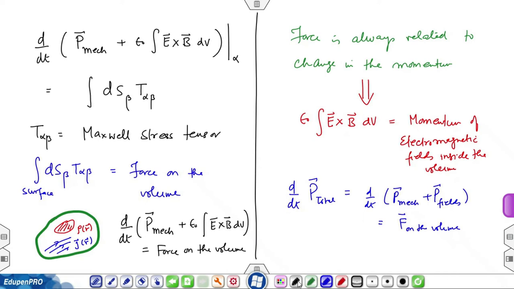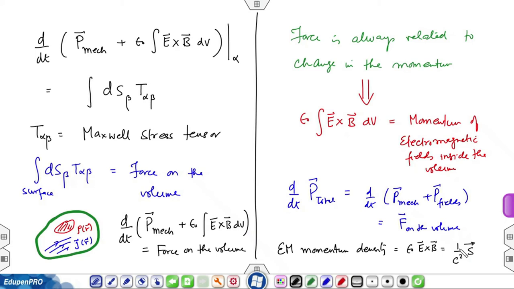And the EM momentum density is equal to epsilon 0 E cross B, which can be written by multiplying by mu naught on top and on the bottom as 1 over c squared times the Poynting vector S. So wherever there are these electromagnetic fields, they are going to have a momentum, and that momentum density is given by this.